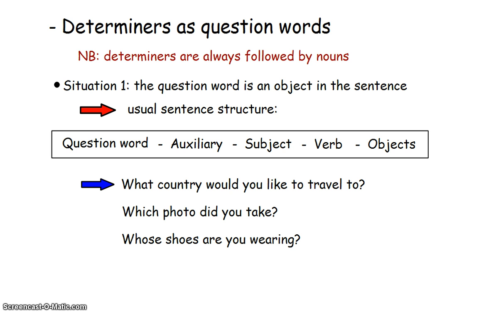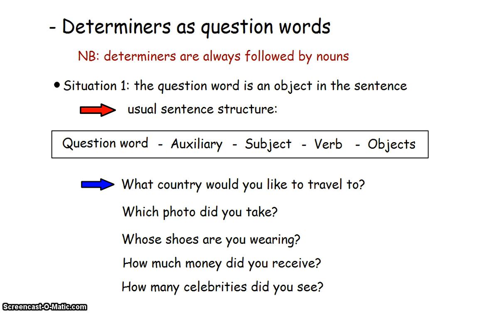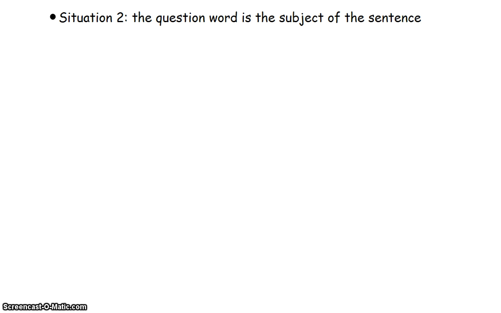Whose shoes are you wearing? How much money did you receive? How many celebrities did you see? So in all those sentences you can see that there is always a subject which is different from the question word.